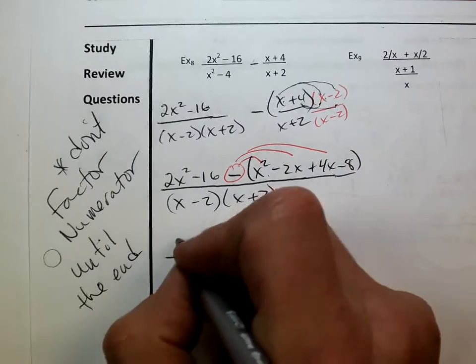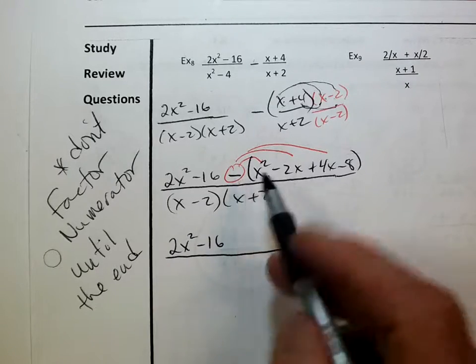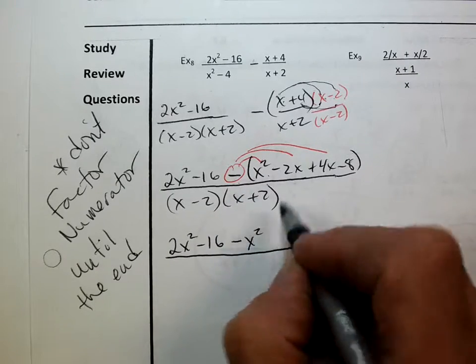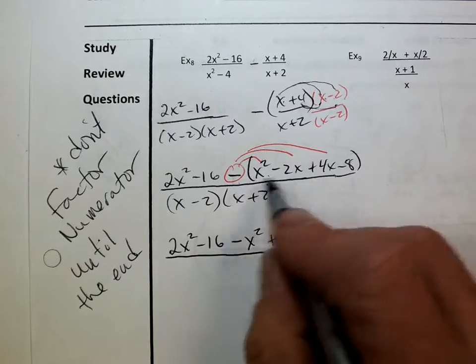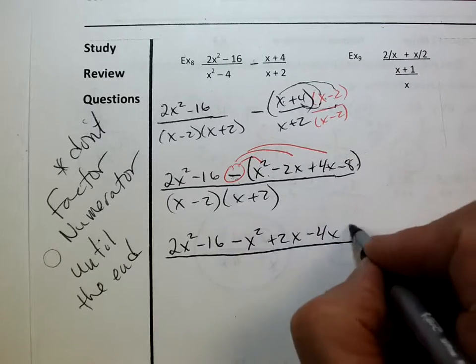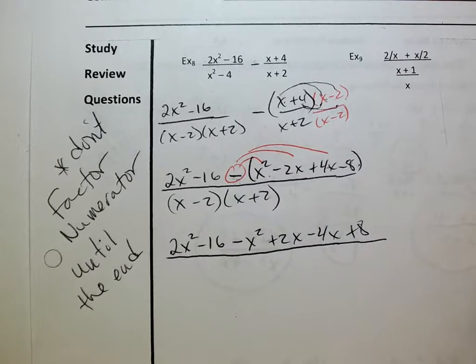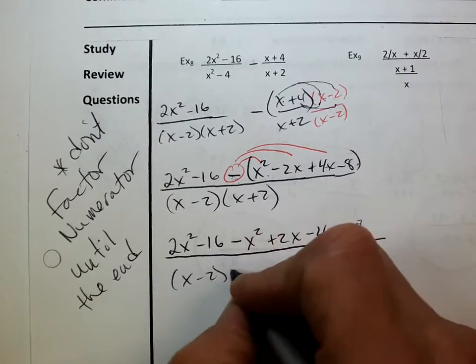So on the top, I'll have a 2x squared minus 16. And then I'll bring through the negative. I'll have a negative x squared. I'll have a positive 2x. I'll have a negative 4x. And I'll have a positive 8. Still a mess, isn't it? All over x minus 2, x plus 2.